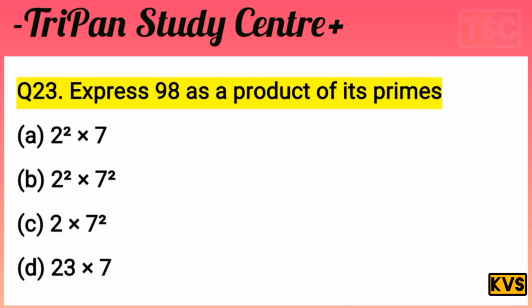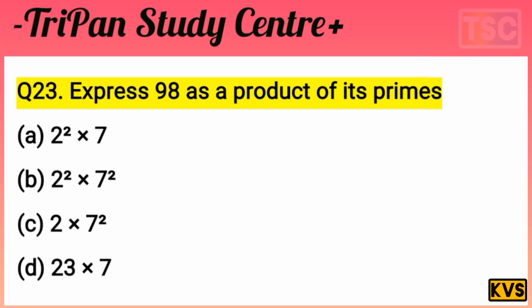The next question arrives here, and it is important. Express 98 as a product of its primes. Option A is 2 power 2 into 7, B is 2 power 2 into 7 power 2, C is 2 into 7 power 2, and D is 2 power 3 into 7. That's important, but calculating it yourself is also important.